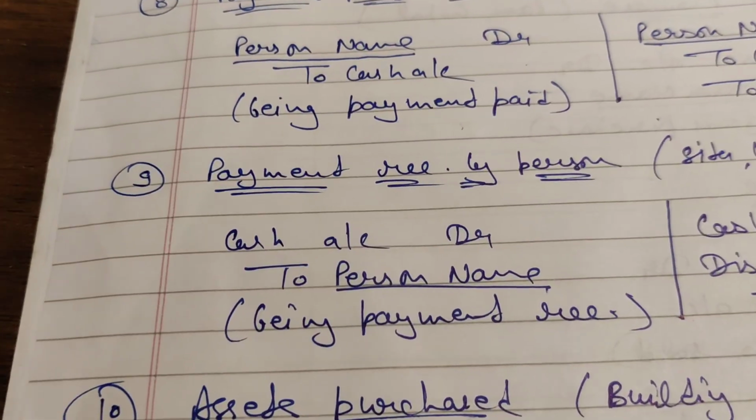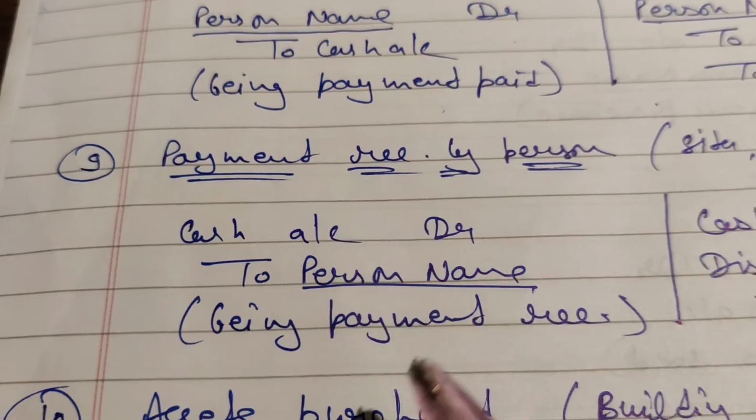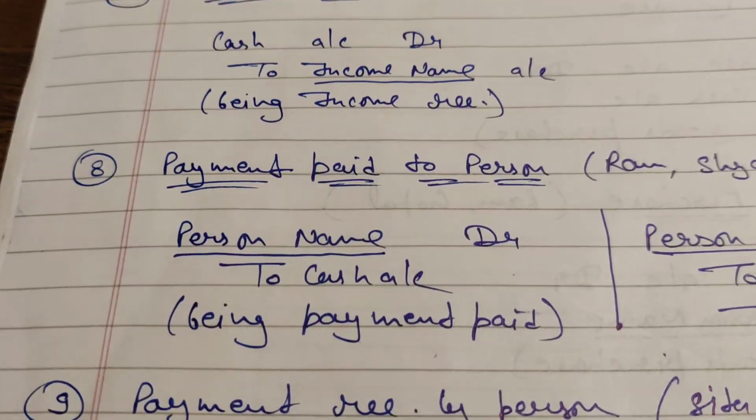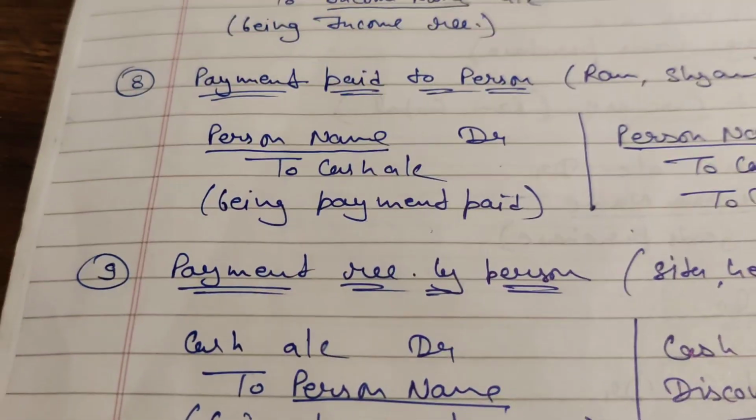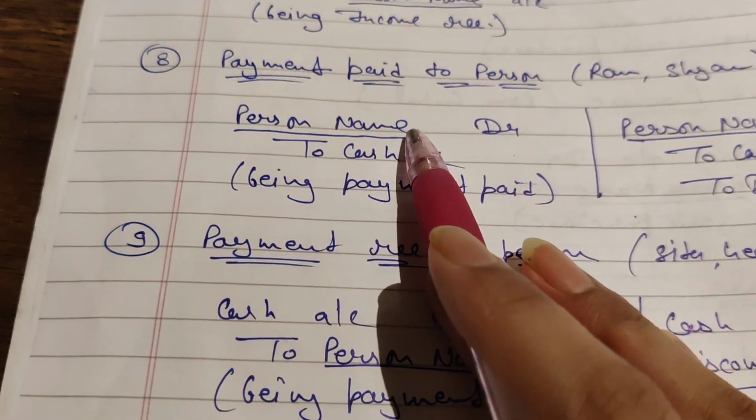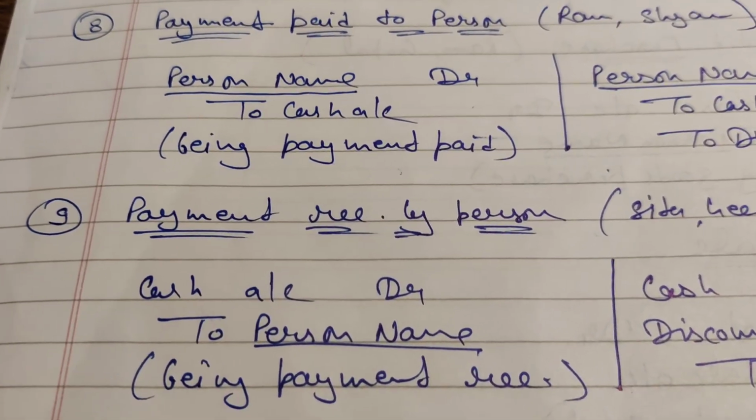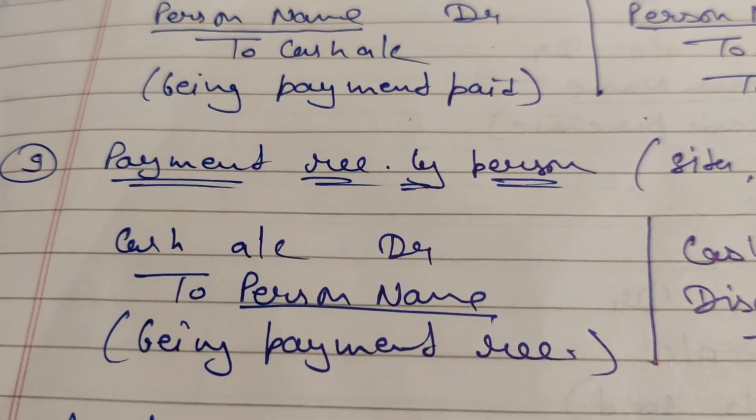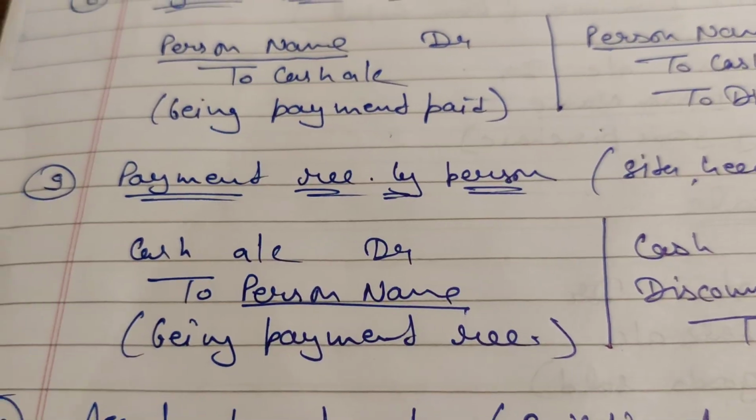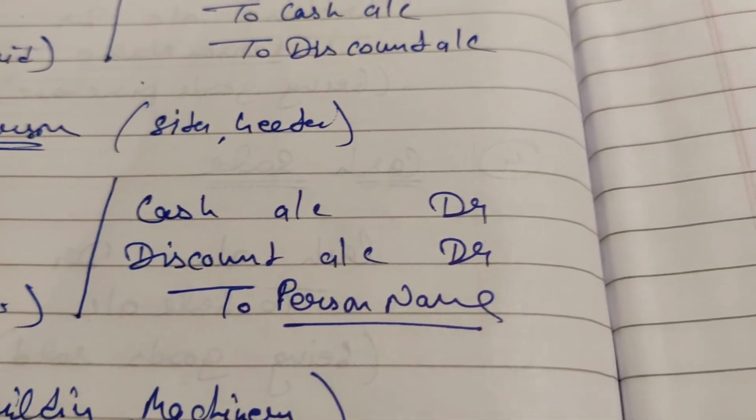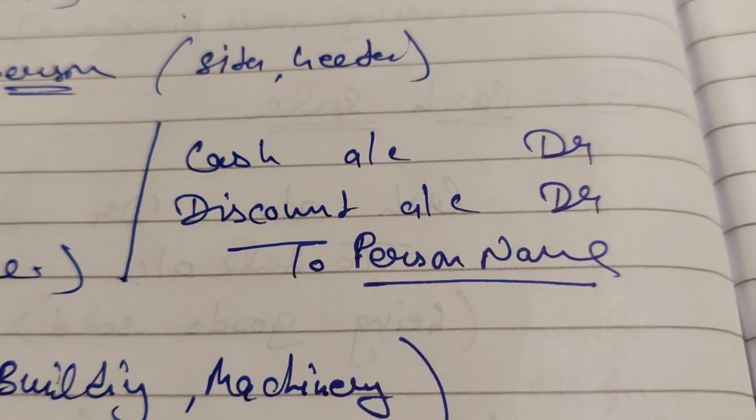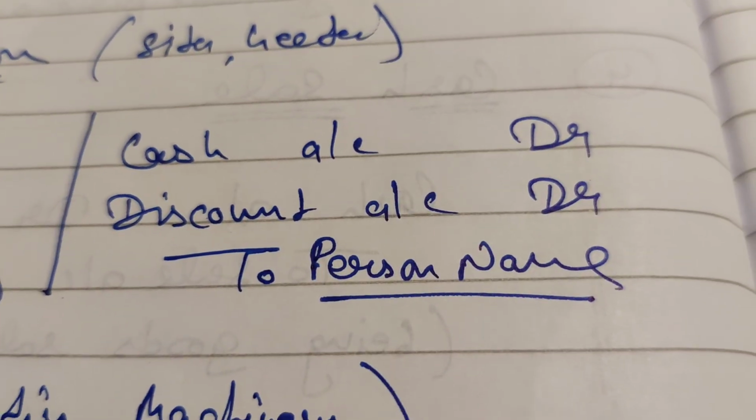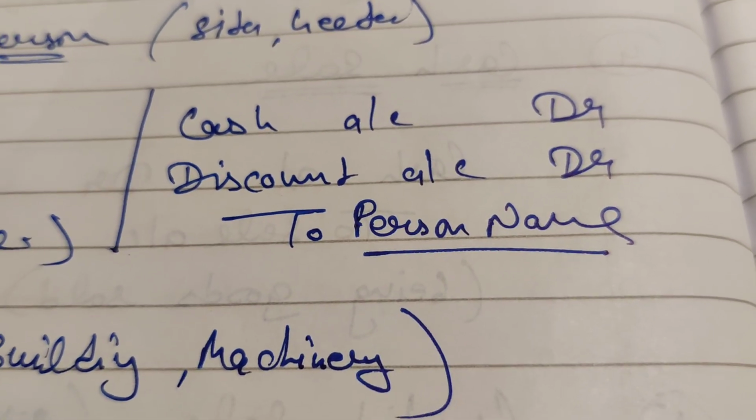Then comes payment received from a person: cash account debit to the person's name, being payment received. This is the same thing which we did before, but here it goes opposite. Cash account debit comes in the first line, and in the below line comes the person's name, whichever person you are receiving from. Here we are receiving the payment, we are not paying it. And if the person is paying you with a discount, like 15%, 5%, whatever, then you have to write cash account debit, discount account debit to the person's name.